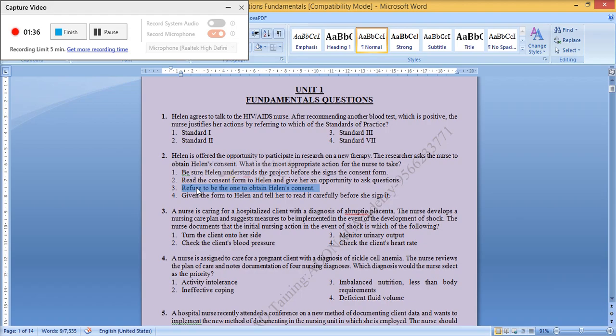1. Turn the client on her side. 2. Check the client's blood pressure. 3. Monitor urinary output. 4. Check the client's heart rate. Answer 1. Turn the client on her side.